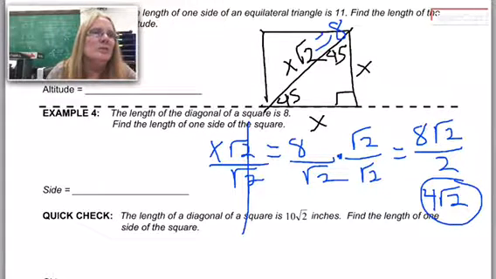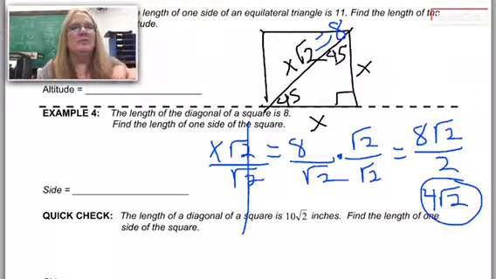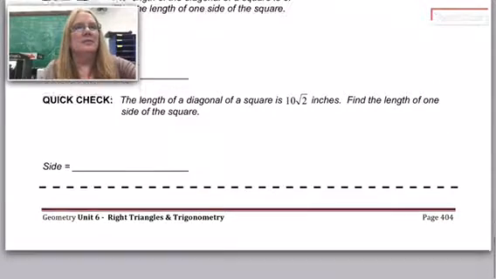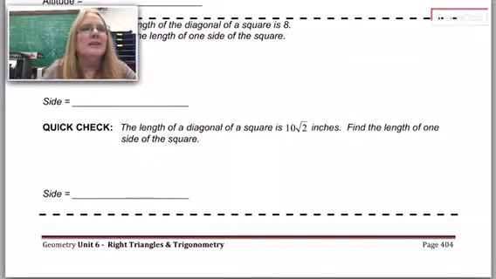If you're a little confused by simplifying the radicals or the rules for special right triangles, watch one of the previous videos because we go over all that in those, okay? We're just trying to do the word problems now. So again, if you're having trouble, go back to a previous video. But let's look at this quick check. It's the last problem. Okay, the length of the diagonal of a square is 10 to the square root of 2.